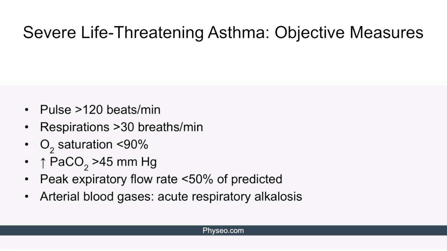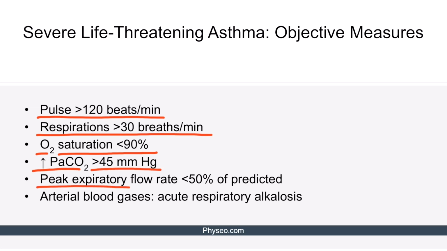asthma attacks. Objective measures for a severe life-threatening asthma exacerbation include a pulse of greater than 120, respirations of greater than 30, O2 saturation of less than 90%, PaCO2 of greater than 45, and a peak expiratory flow rate of less than 50% of predicted. These findings indicate impending hemodynamic compromise and severe bronchoconstriction. Arterial blood gases may show acute respiratory alkalosis due to hyperventilation. Hyperventilation leads to removal of excessive CO2, which is how the patient can develop a respiratory alkalosis.